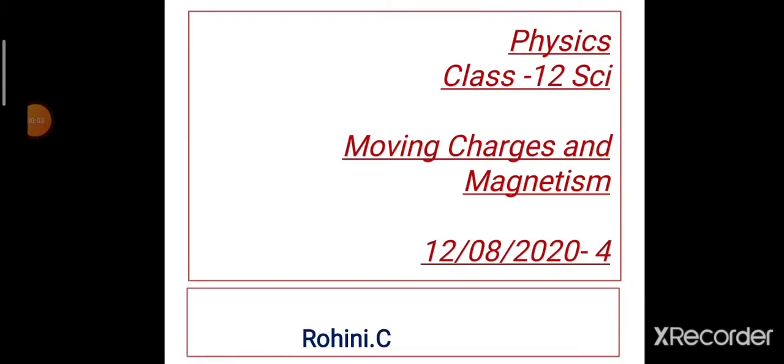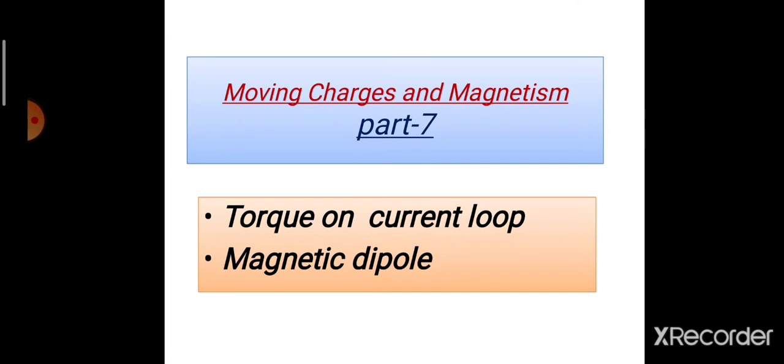Welcome back students to part 4 from the chapter Moving Charges and Magnetism. In this module, we will be discussing torque on a current loop and magnetic dipole.